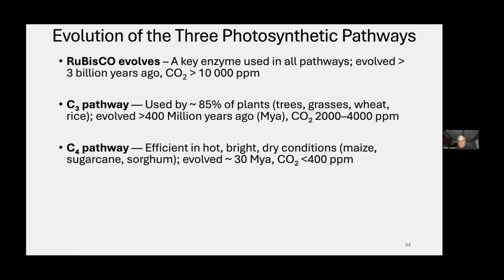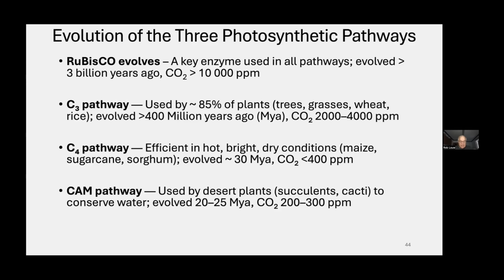lower carbon dioxide levels. And then another clever pathway came along called the CAM pathway, and this is used by desert plants such as succulents and cacti, and it's a very clever way of conserving water, and they evolved 20 to 25 million years ago when carbon dioxide itself was very low, 200 to 300 parts per million.